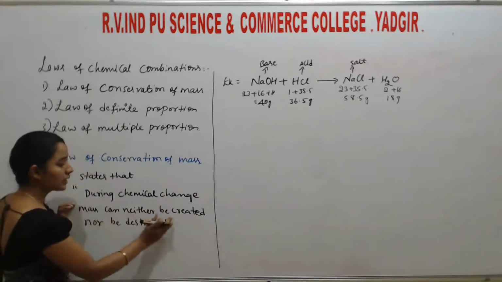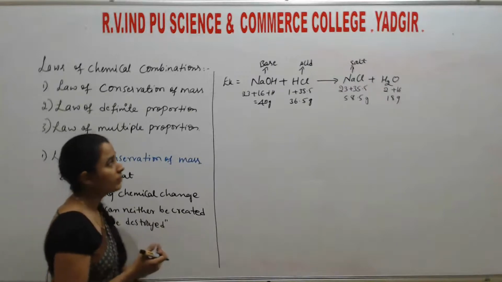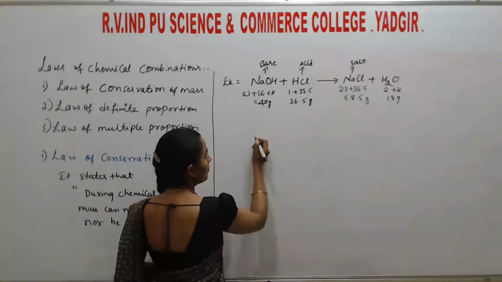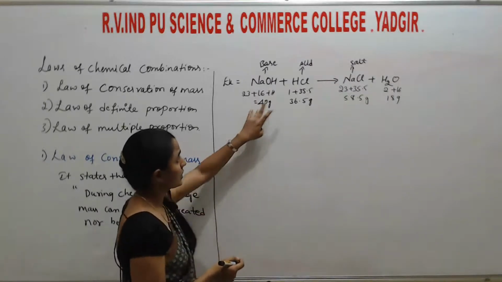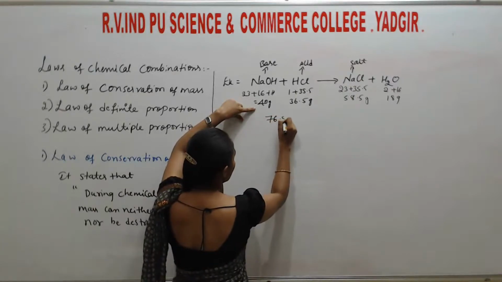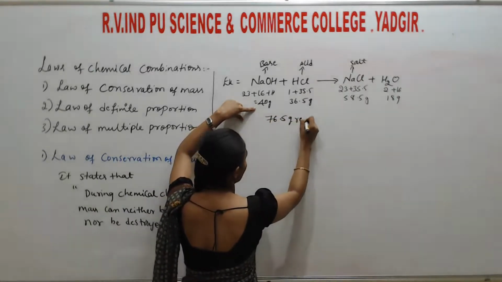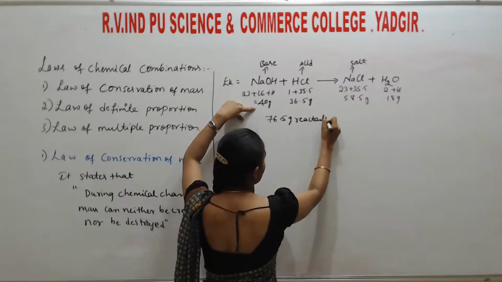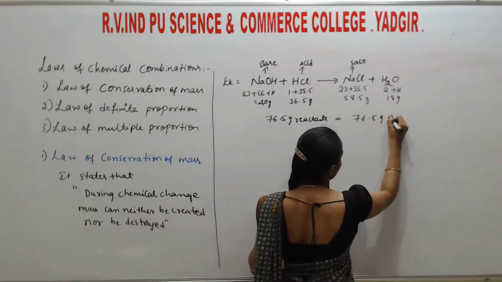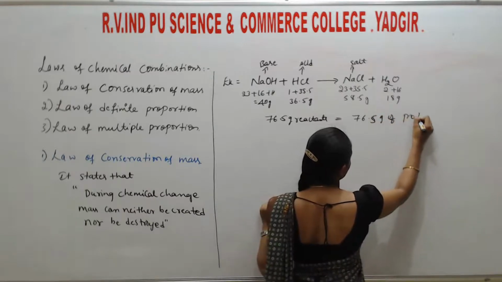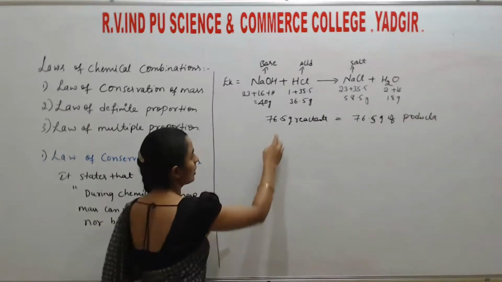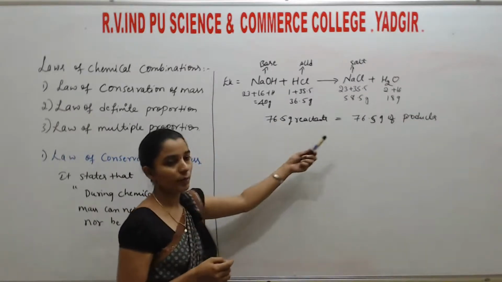But mass can neither be created nor be destroyed. That means, here 40 gram is there, 36.5 gram is there. If you sum up the masses of these two reactants, 40 plus 36.5, that is 76.5 gram of reactants, which is equal to 76.5 gram of products. I hope you understood. Here the mass is also 76.5 in the product.